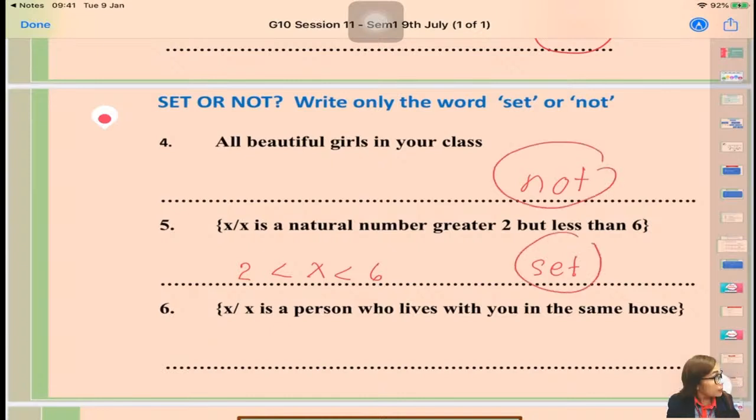The next one is this, the set of all x such that x is a person who lives with you in the same house. If you have your mother, father, if you have your brother and sister who live with you in the house, so this is considered a set because it is a well-defined collection. Okay.